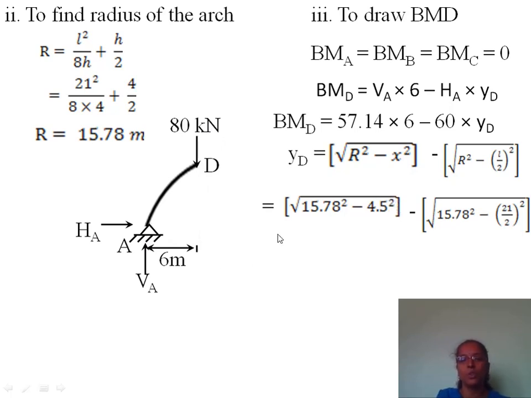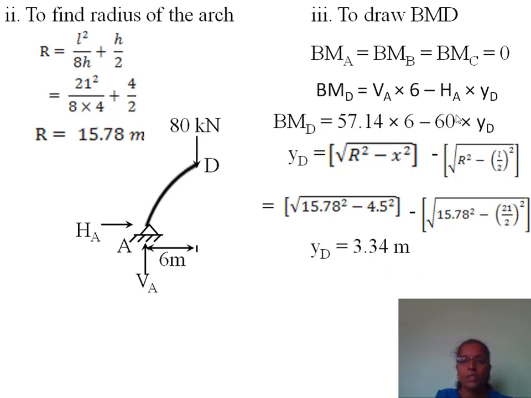You should not substitute x as 6 meter. It is always measured from the center of the circle. Since this distance is 6 meter, the remaining distance is 4.5 meter. Therefore x is 4.5 meter. And again, root of 15.78 square minus (21 by 2) whole square. If we simplify it, the value of YD will be 3.34 meter.